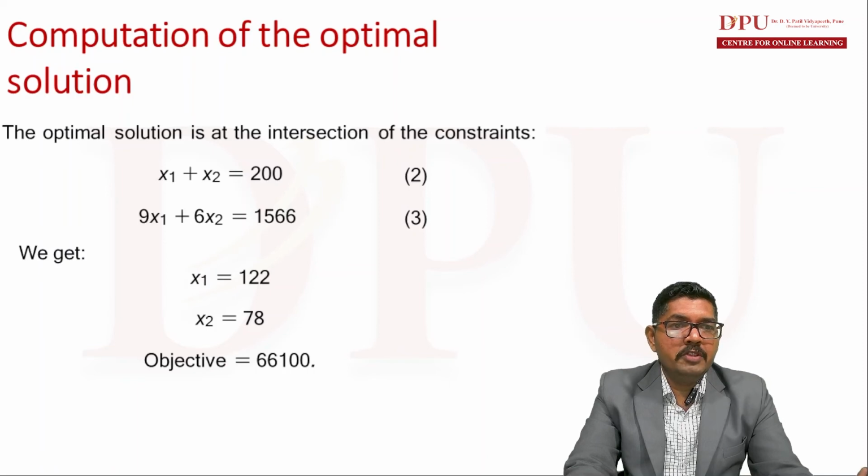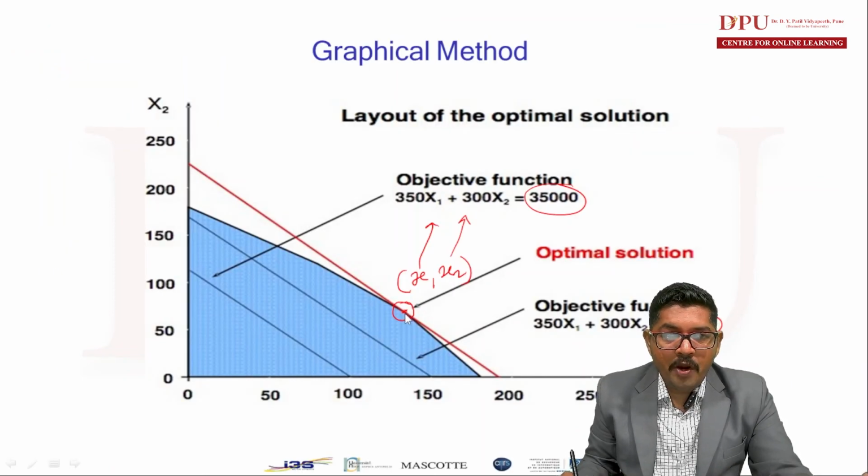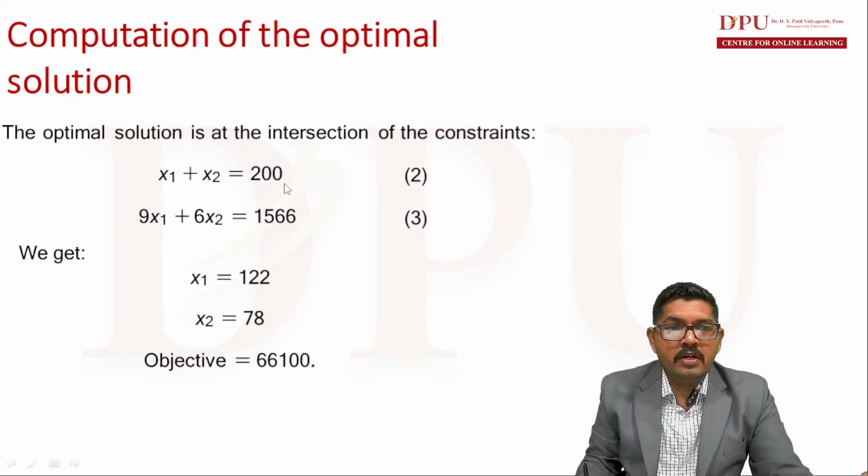So computation of the optimal solution. How do we compute the optimal solution? The optimal solution is at the intersection of the constraints. So x1 plus x2 is equal to 200, 9x1 plus 6x2 is equal to 1566. By solving these two equations simultaneously, we get x1 is equal to 122 and x2 is equal to 78. So look at this. This is the point of intersection of two lines. These are the two lines, x1 plus x2 is equal to 200 and 9x1 plus 6x2 is equal to 1566. So that was the intersection of these two lines.